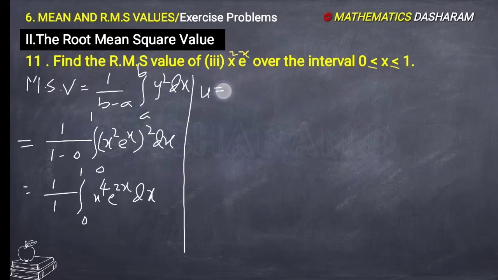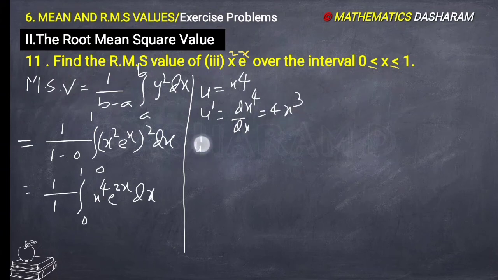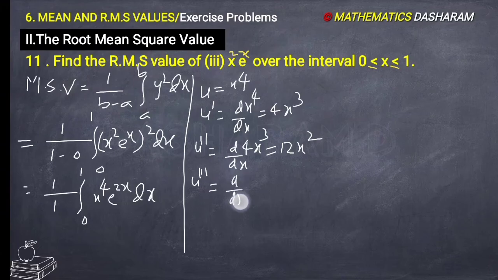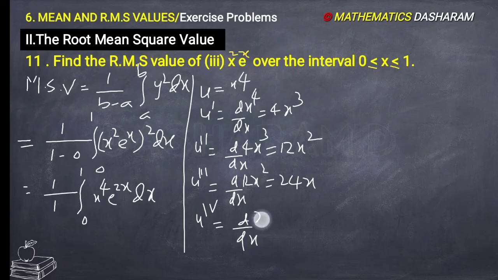In the Bernoulli's rule, u is x to the power of 4 and u dash, the derivative of u, is 4x cube. U double dash equals d by dx of 4x cube, that is 12x square. U triple dash equals d by dx of 12x square, that is 24x, and the fourth order derivative is d by dx of 24x, that is 24.